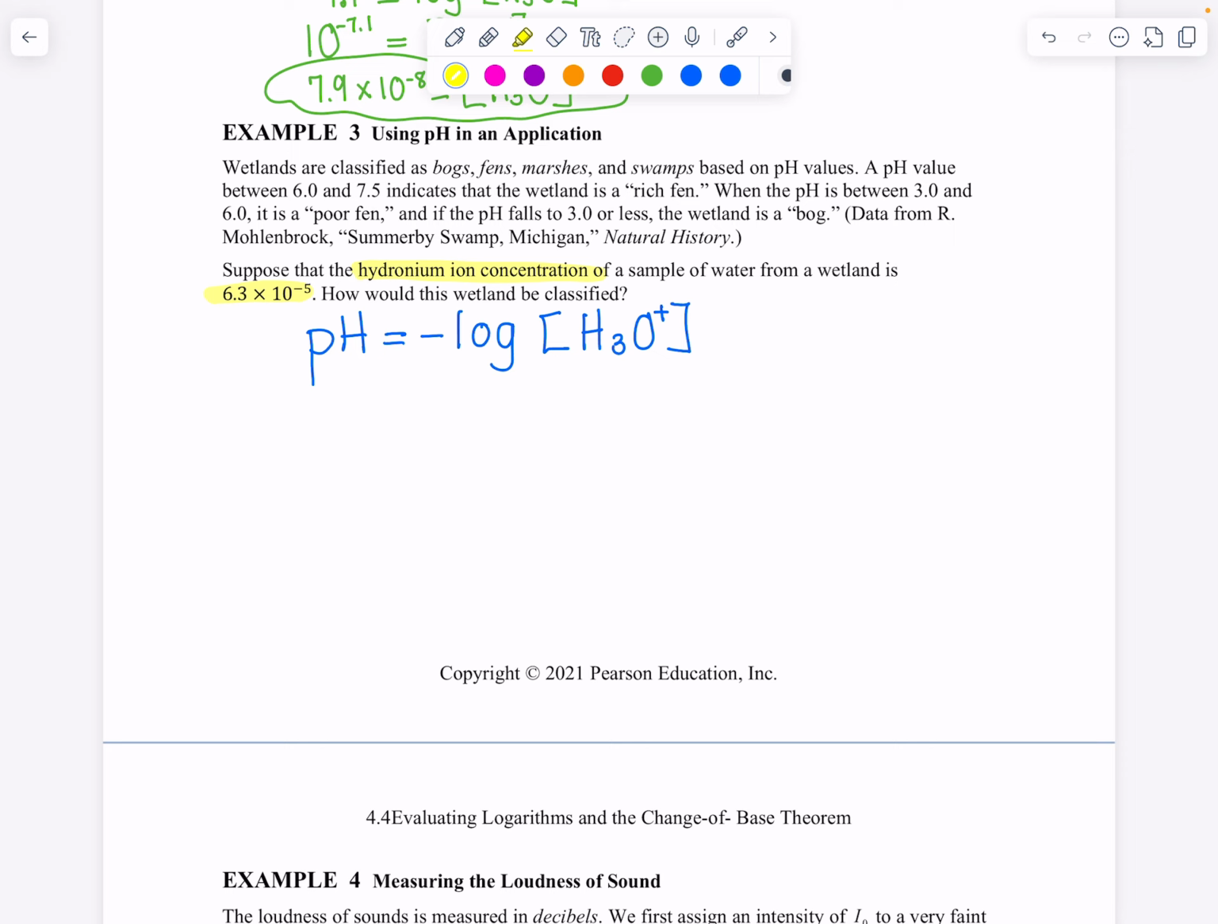Now, because we know the hydrogen ion concentration, the first thing we want to do is substitute that in here. This is where we plug it in. So we get pH equals negative log of 6.3 times 10 to the negative fifth. You all should be able to see that all I did was substitute in.